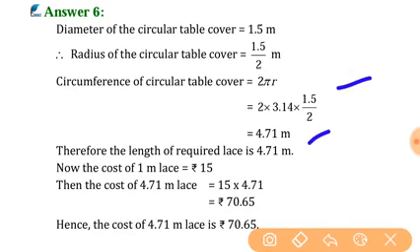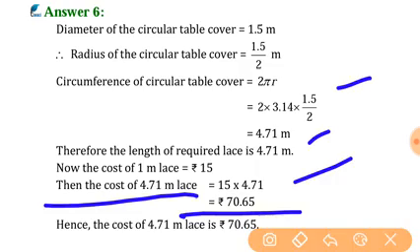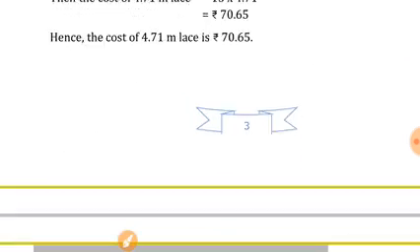But for 1 meter of lace, the cost is 15 rupees, and we need 4.71 meter. So how much amount do we need? The cost of 4.71 meter of lace is 15 into 4.71. Therefore, 70.65 rupees we need to buy the lace.